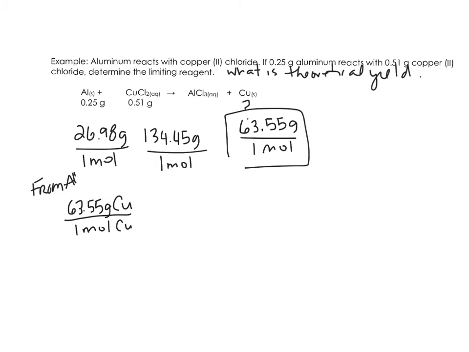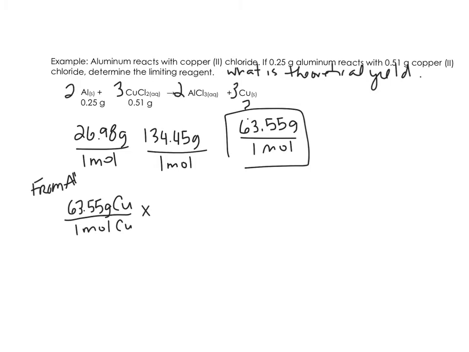To do that, the only way you can go from one entity to another is with your mole ratios. To get the mole ratio, we need a balanced chemical equation. So we forgot to do that. So we will need 3 copper 2 chlorides to balance the chlorine in the aluminum chloride. So we need 2 aluminum chlorides, so we need 2 aluminums and 3 coppers.